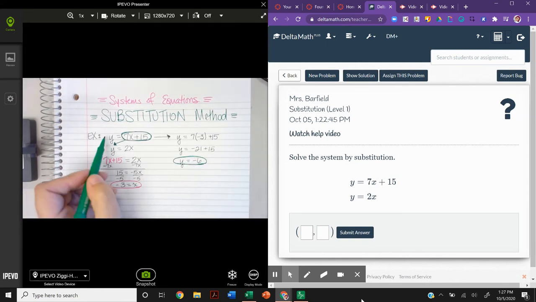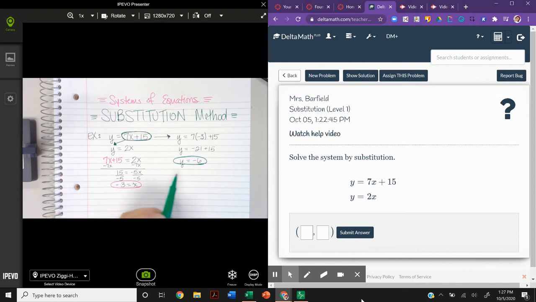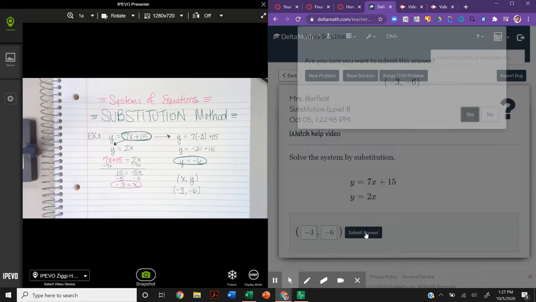So when I go back and look at my original problem, I needed to solve for y and for x because I have to solve for all my variables in the problem. That's just how this works. Now I know what x equals and what y equals, and how do I write those? I write those as a point, and remember, points are always x, comma, y. So my final answer is negative 3, comma, negative 6. I'm going to type negative 3, and then negative 6. And I have solved the system by substitution. I'm going to submit my answer.